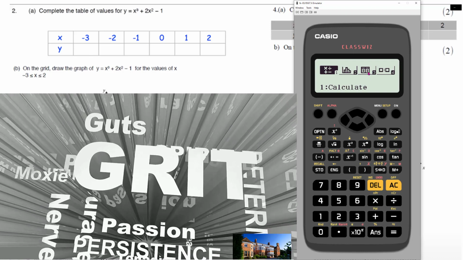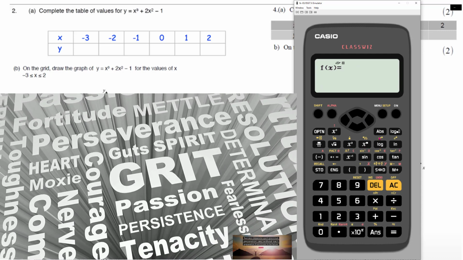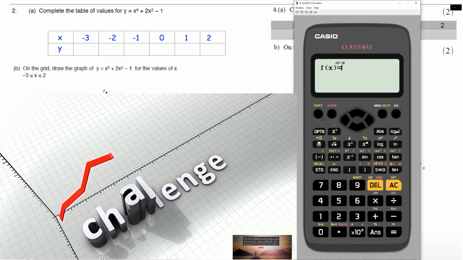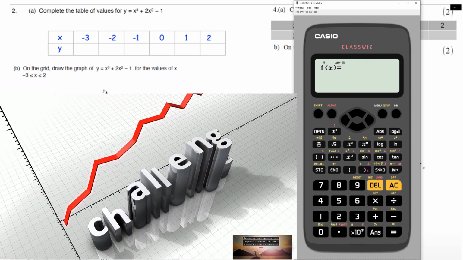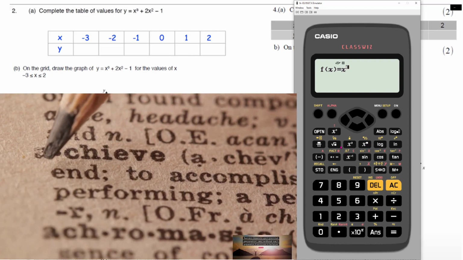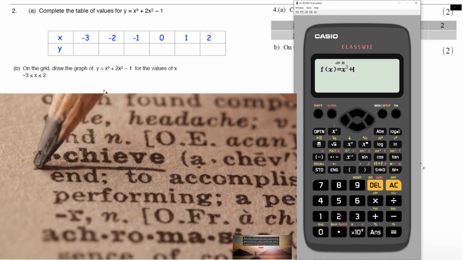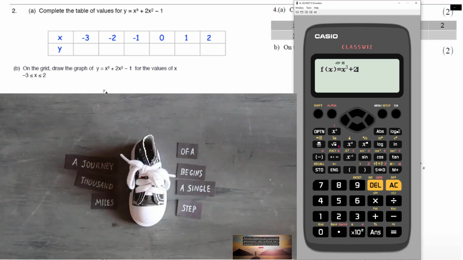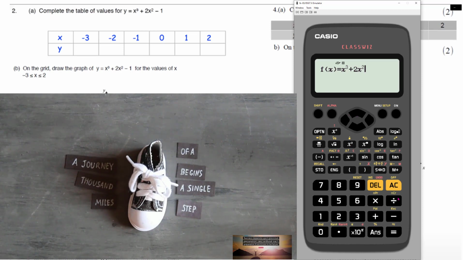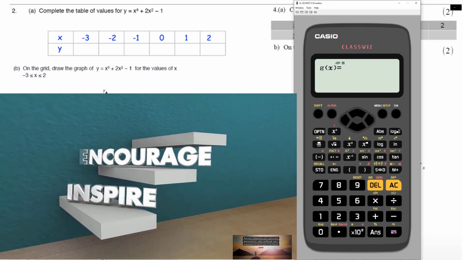press menu, you want to press 3 for table, so you can press equals here or press 3. So menu, press 3, you get something called f of x, so that's a function of x. You want to press alpha x, use this button here to do the power cube. So I'm doing question 2 right here. Let's move across, let's do plus, we're going to do 2x squared, so alpha x squared minus 1. Press equals, ignore the g of x, so press equals.